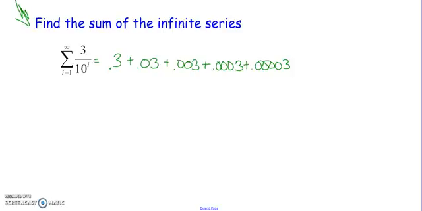Because essentially, if I tried to add these up, what I'm doing every time is adding a 3 onto the end. This 3 is going to go on forever. So if you're seeing that this goes on forever, you realize that that is the fraction 1/3. So that would be the sum of the infinite series.